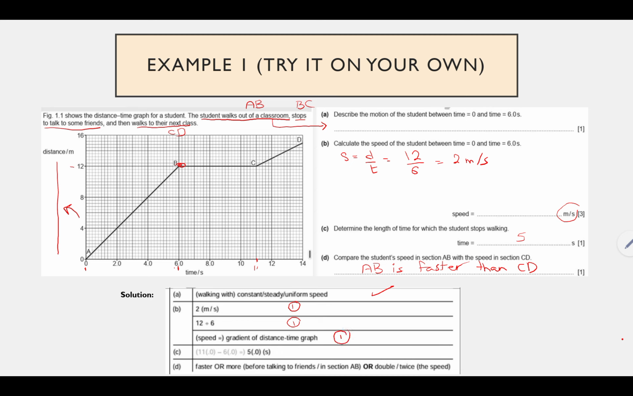Okay? Finally, what's the meaning of gradient? If someone does not remember, gradient is when I measure the distance over the time. Rise over run. For part C, determine the length. As we've said, it's 5 seconds. And finally, AB is faster than CD. You can use the word faster, you can use the word more, but you have to mention AB and CD.